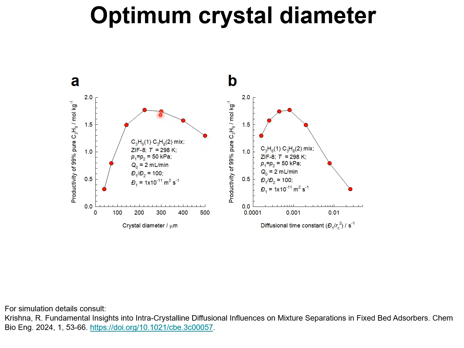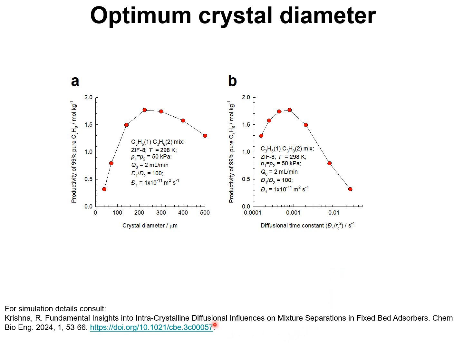The same set of data here is plotted using the diffusional time constant as x-axis, where D sub 1 is the Maxwell-Stefan diffusivity of propene, which is 1 times 10 to the minus 11 using the simulation data. R sub c is the radius of the ZIF crystallite.